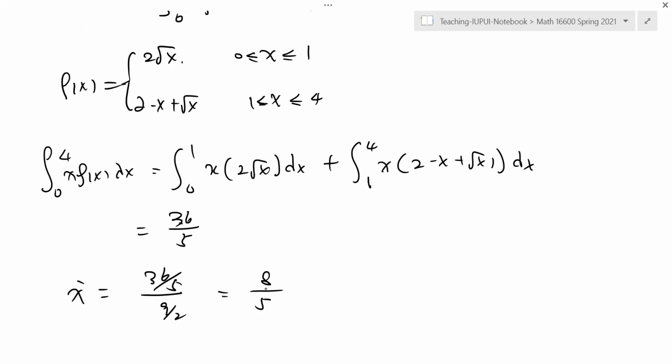But it's much easier to understand. In order to get x bar, you project the region onto the x-axis and you get a density function. Then you get the centroid of that projection, the shadow of the region.